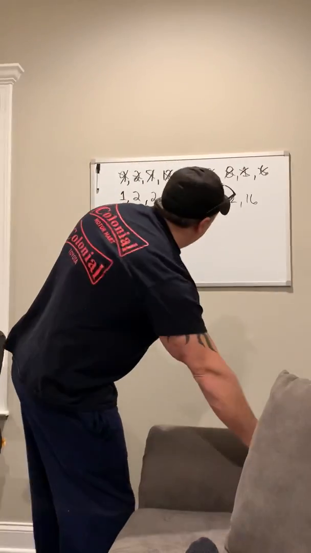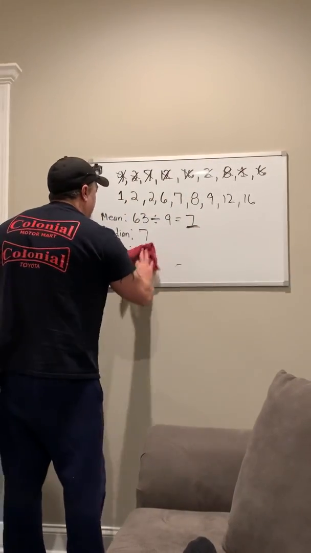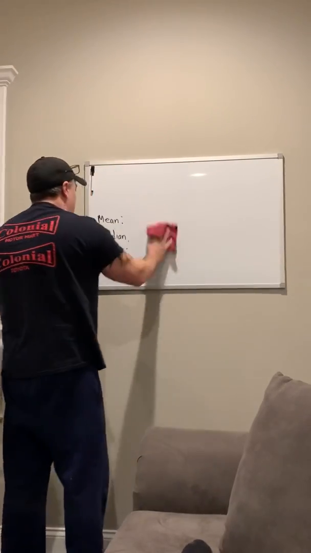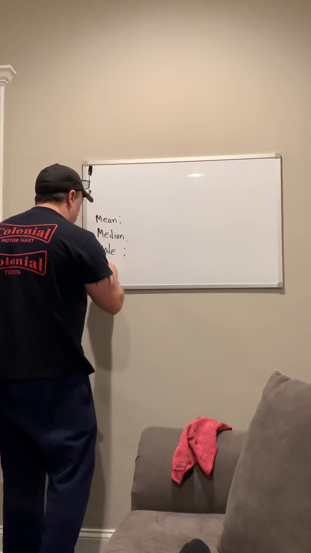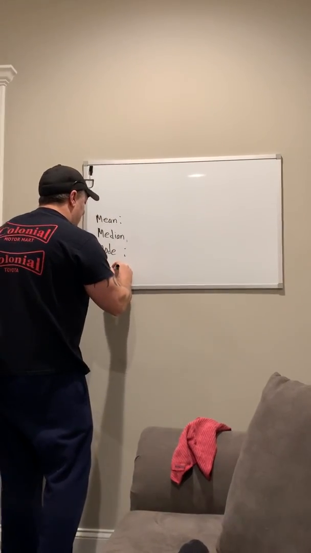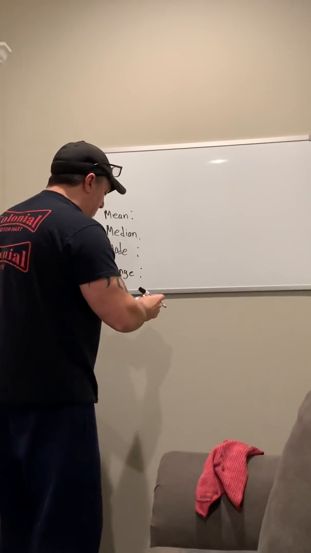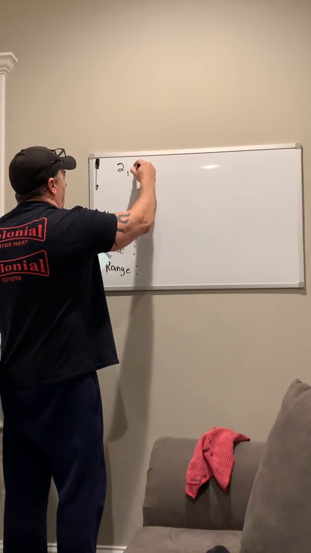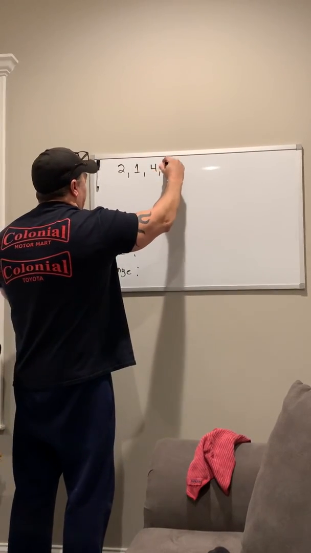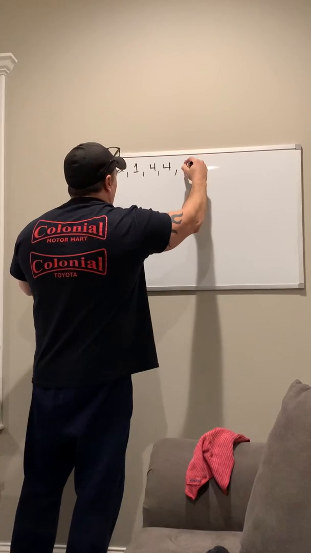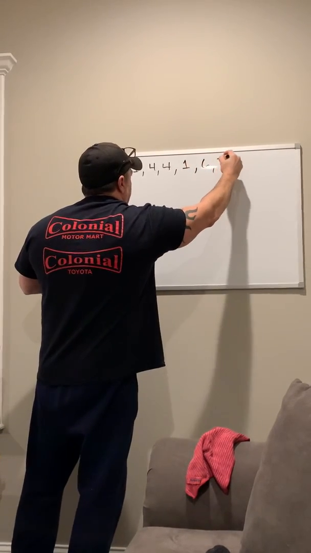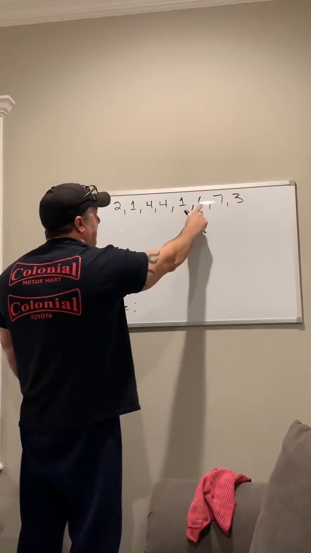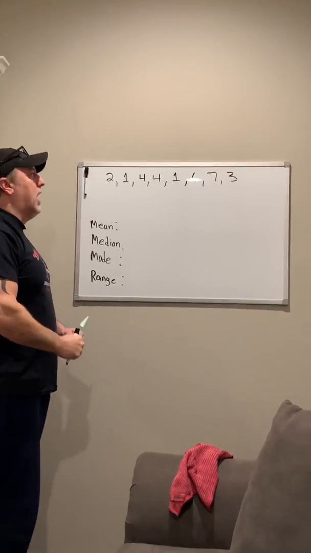Okay? All right. Let me erase this. I didn't mean to erase the range down here. We'll leave that up. Okay. So now I made a problem down here with 8 numbers. I have a 2, I have a 1, I have a 4, I have a 4, I have a 1, I have a 6, a 7, and a 3. There should be 8 numbers up here. 1, 2, 3, 4, 5, 6, 7, 8 numbers are up there.